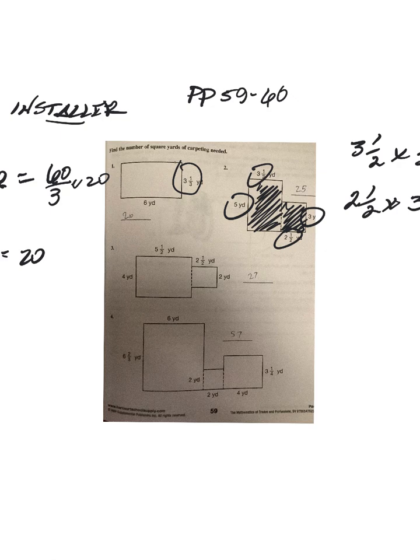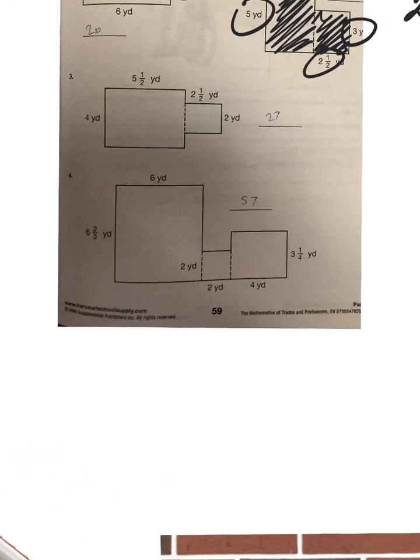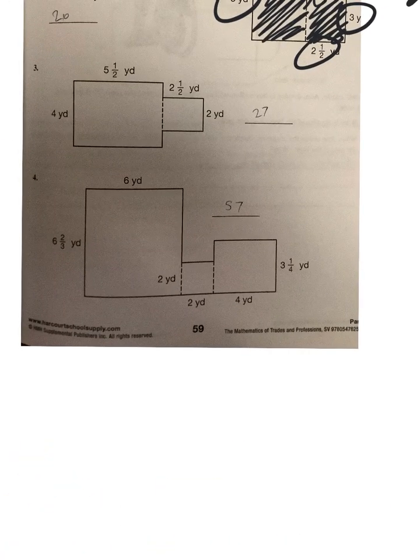And we do the same with 3, and if you notice here 4, we do the same thing, only we've got 6 yards times 6 2/3, and this is 2 yards by 2 yards, and this is 4 yards by 3 1/4.